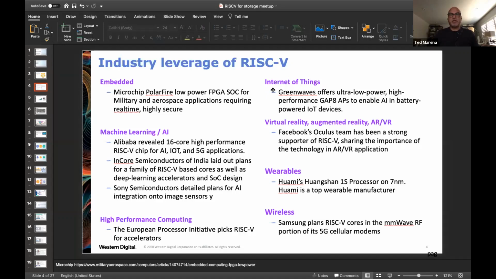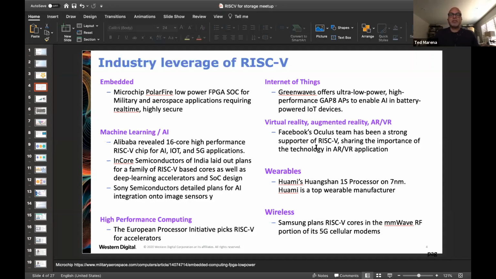Greenwaves is a really interesting company. It's a startup based out of Grenoble, France, that has the ability to run on battery for a long, long period of time. And they have a lot of scalable performance. So it's an extremely efficient architecture based on RISC-V. You may not have heard of them.